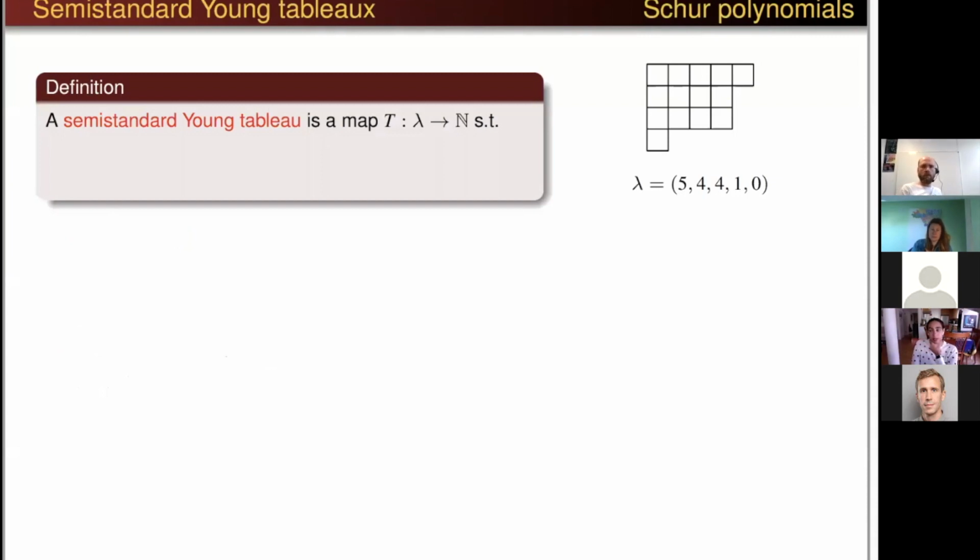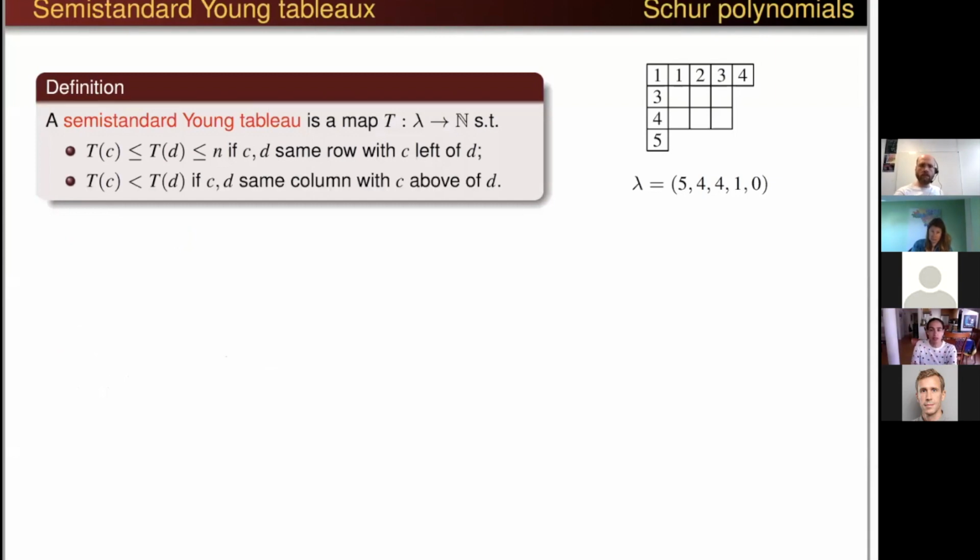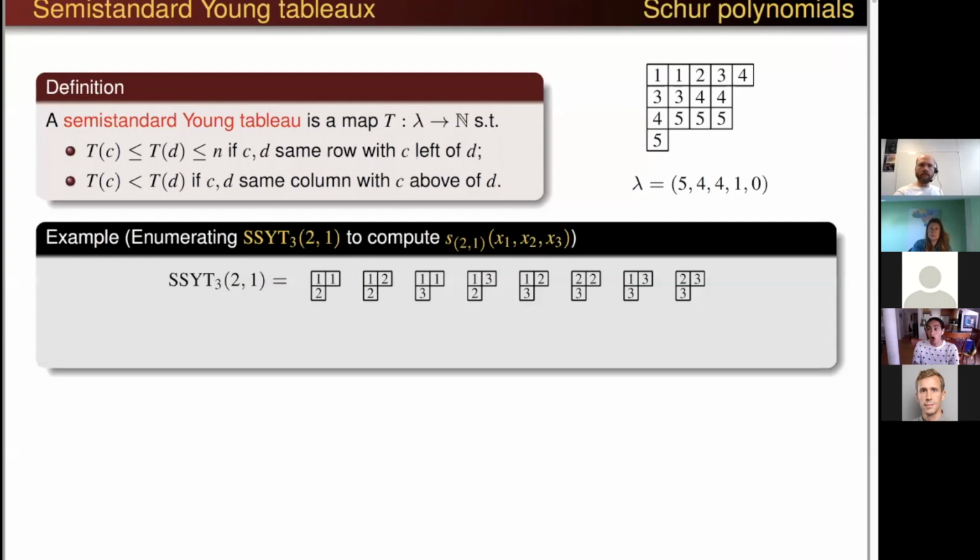I can think about tableaux, where I put numbers in the boxes. The row condition is that numbers weakly increase. The column condition is that they strictly decrease. And then I can fill out my entire tableau in this way. Of course, I want to try to write down all of the tableaux I can for a given shape. So if I take the shape 2, 1, I need to tell you what my biggest number is, otherwise this will go on forever. So if I say my biggest number I can use is 3, then I can write down these 8 semi-standard Young tableaux of shape 2, 1.